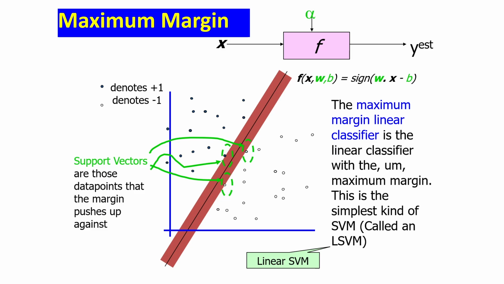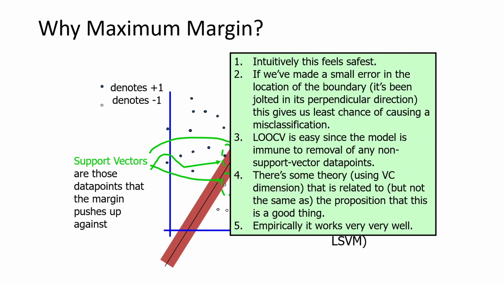This is the simplest kind of SVM, called a linear SVM. Why is this a very good method? Because if we make a small error in the location of the boundary, it gives us the least chance of causing misclassification. Remember, this works very well, and it was developed by Vladimir Vapnik, a mathematician from Russia. He talked about this technique and then developed it.